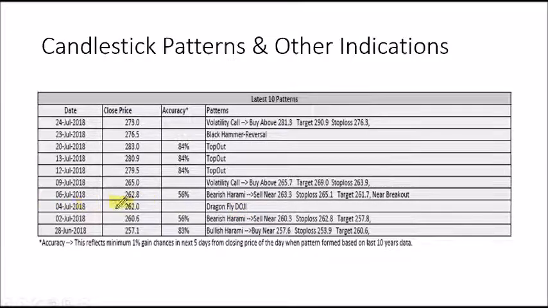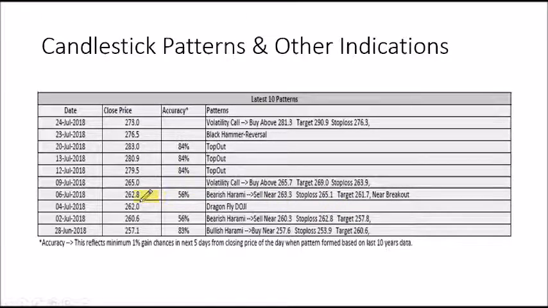On 6th July 2018, you can see the bearish harami again, with the strength of 56%. Now here, if you see, there's another indication, near breakout, and bearish harami. So two indicators are contradicting each other. You just need to ignore such, because there is some confusion. So if there is any contradictory call, you just ignore that.